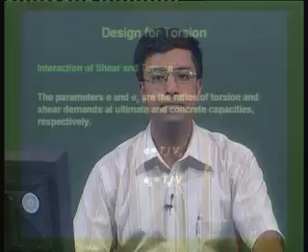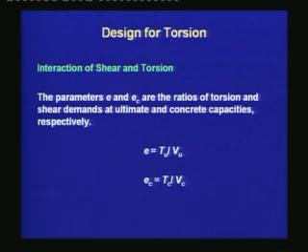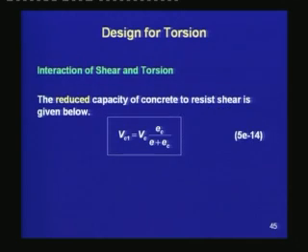The parameters E and Ec are the ratios of torsion and shear demands at ultimate and concrete's capacities respectively. Thus, E is the ratio of Tu divided by Vu, which is the ratio of the torsion and shear demands at ultimate, and Ec is the ratio of the concrete capacity to resist torsion and the concrete capacity to resist shear. These are the two variables which are used to write the expressions of the capacities of concrete to resist torsion and shear in a compact way. The reduced capacity of concrete to resist shear is given below, where Vc1 is equal to Vc times Ec divided by E plus Ec. Again, this equation has been derived from the interaction equation of the torsion and shear.